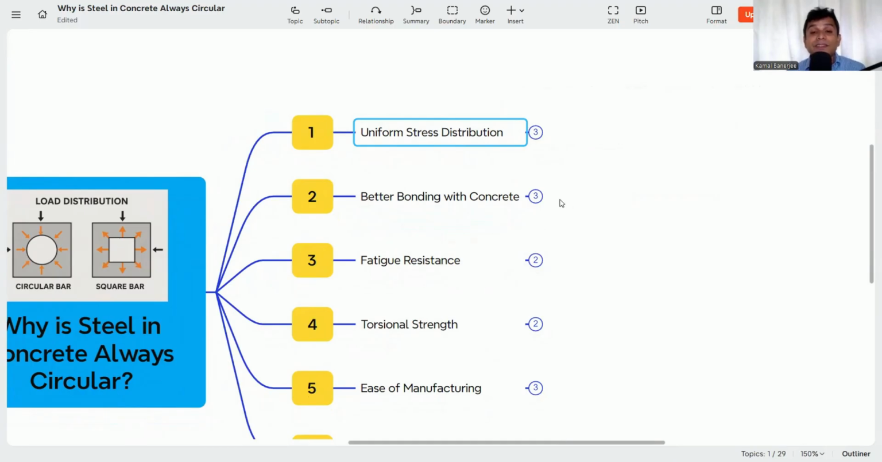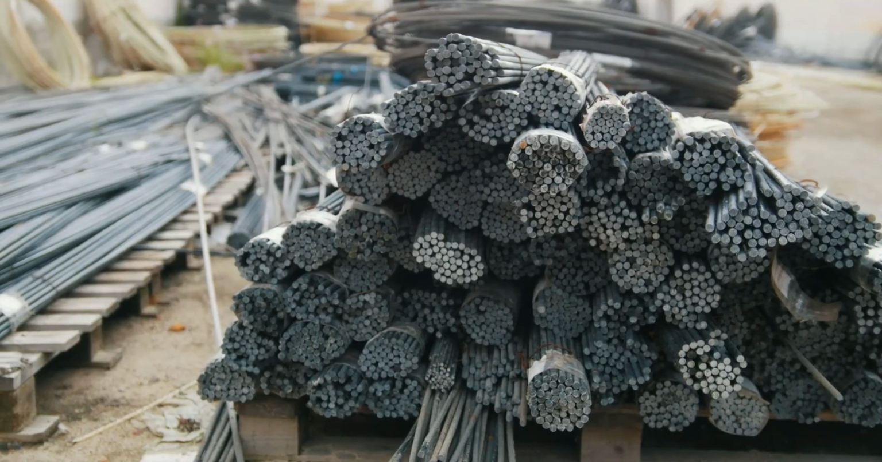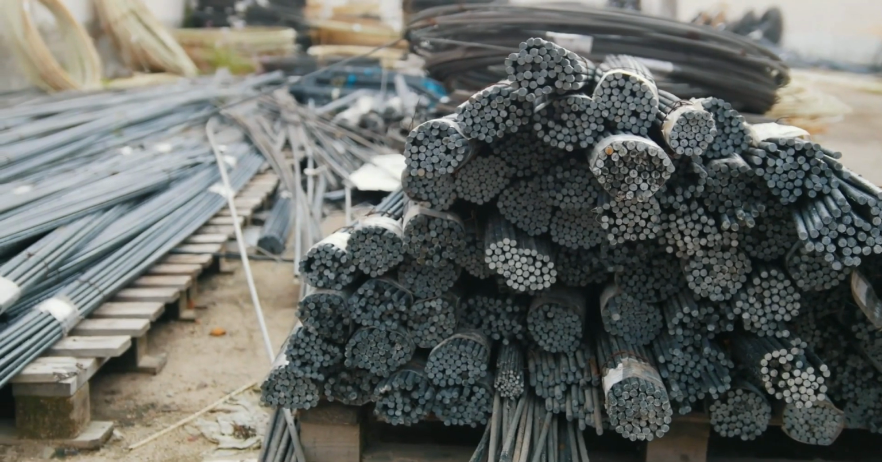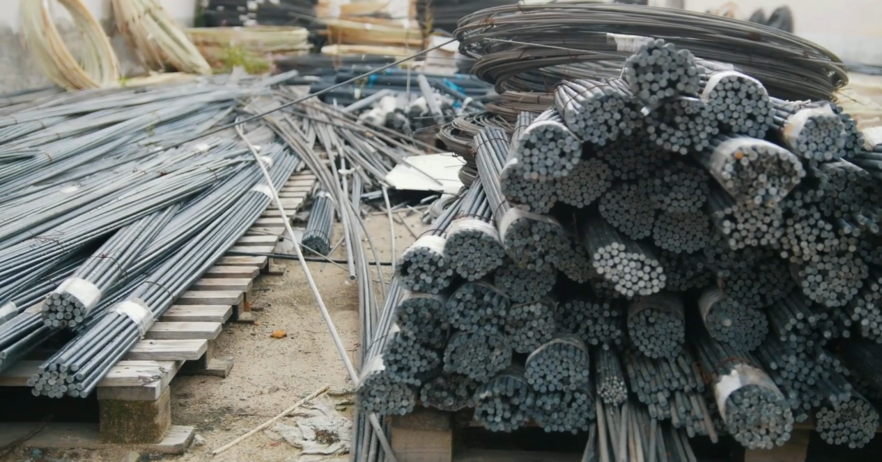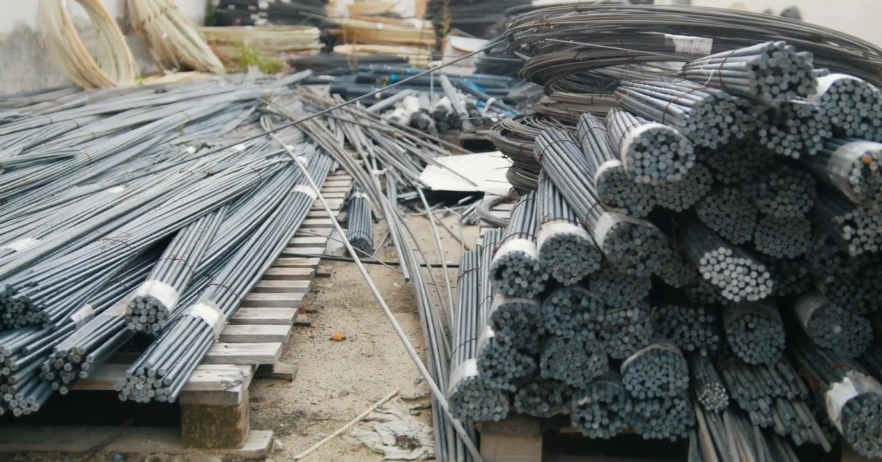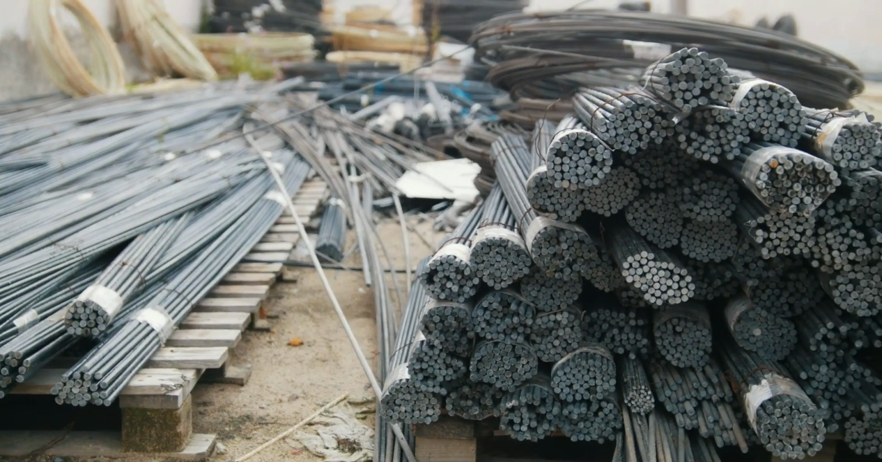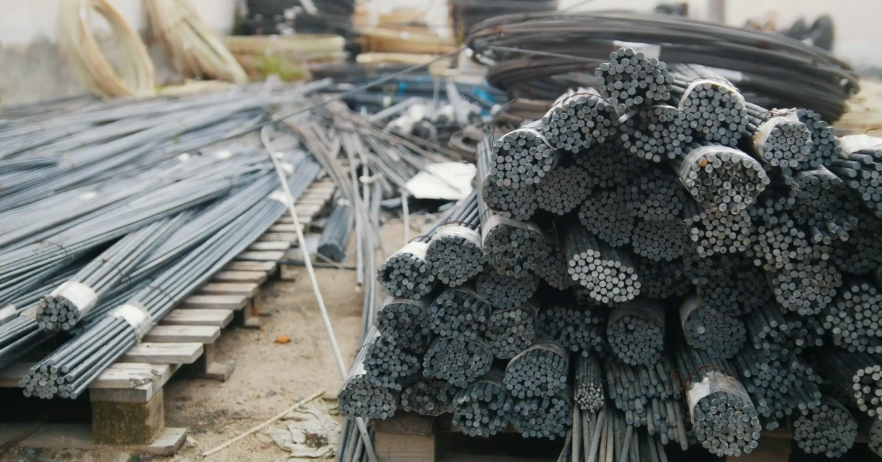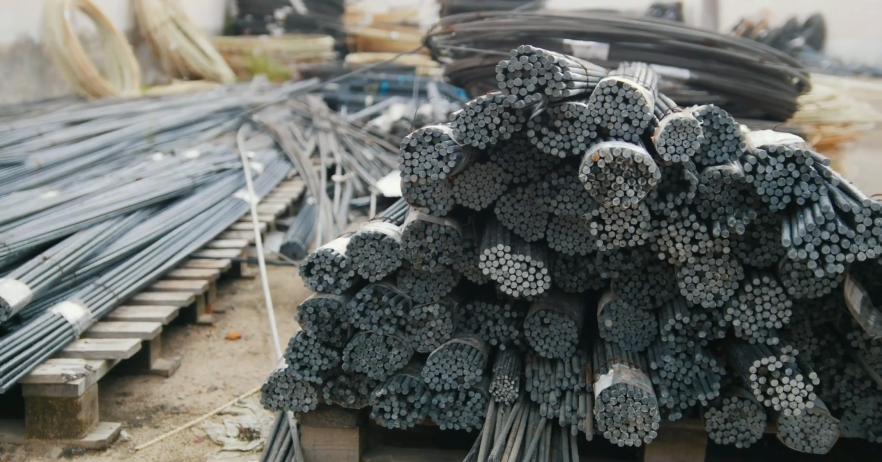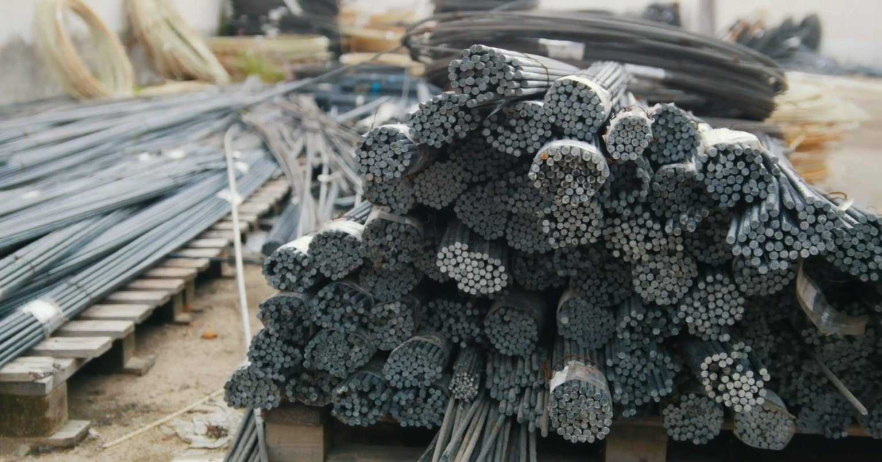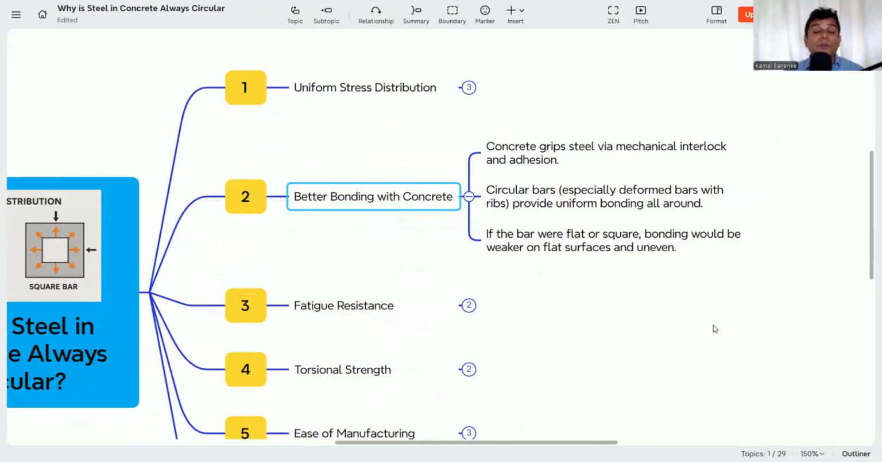The next is better bonding with the concrete. Now, why? The concrete grips steel via mechanical interlock and adhesion. So in the steel bar, we are making ribs, which I call the ribbed bar. With these ribs, the grip becomes way stronger than with any other shape. Then circular bars, especially deformed bars with ribs, provide uniform bonding all around.